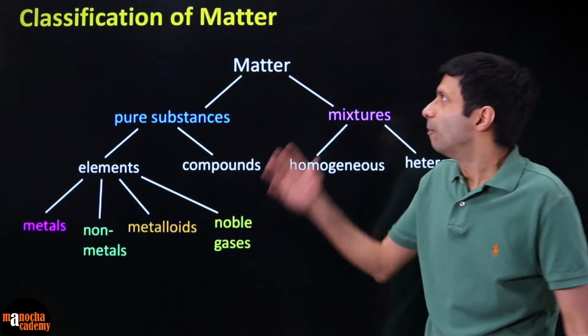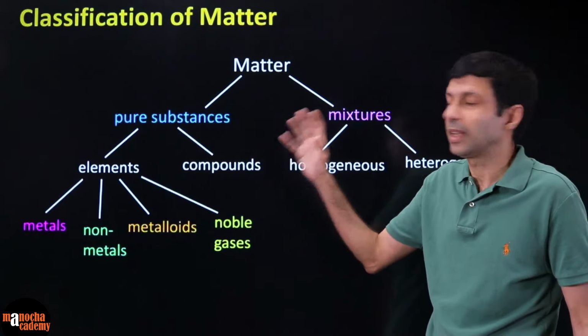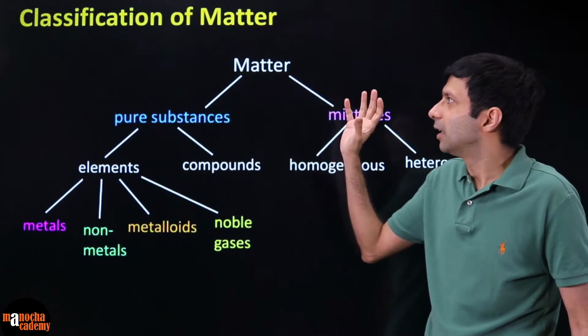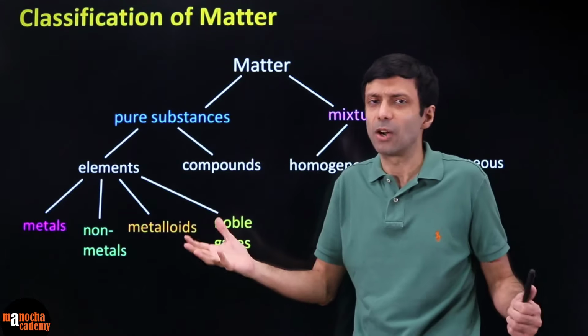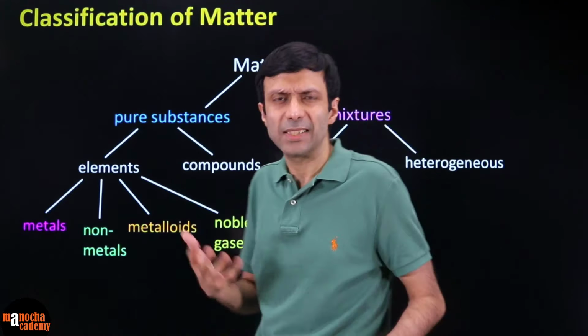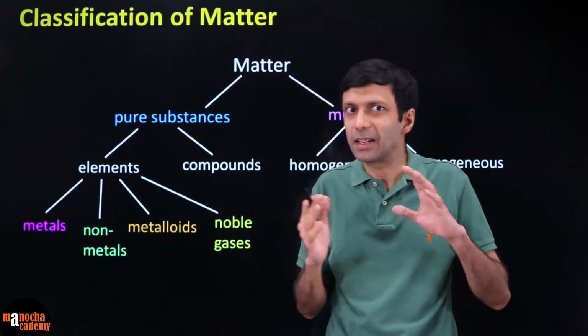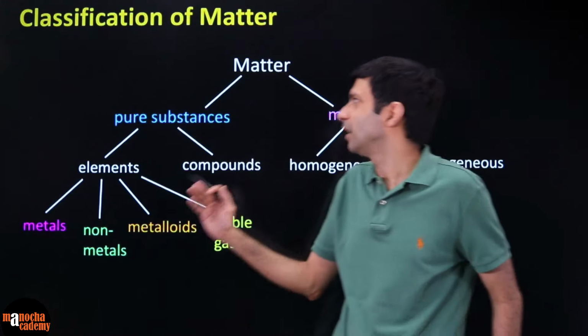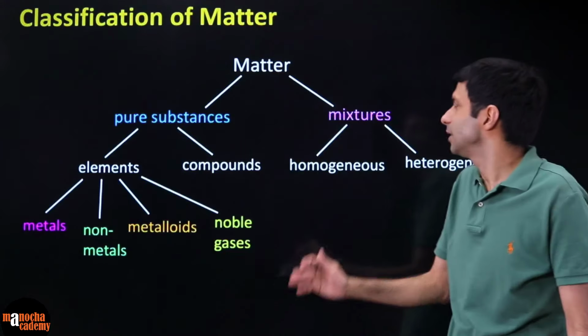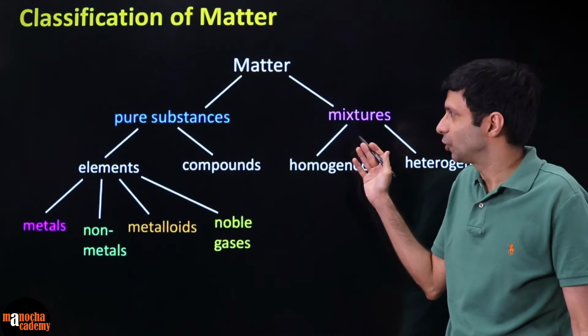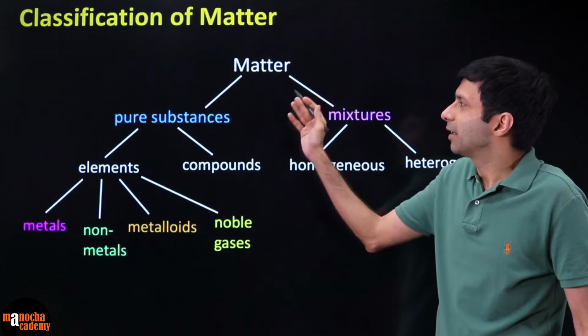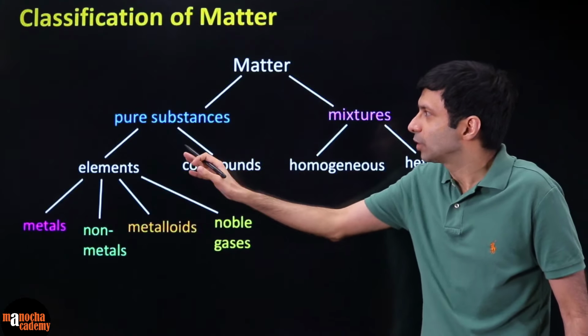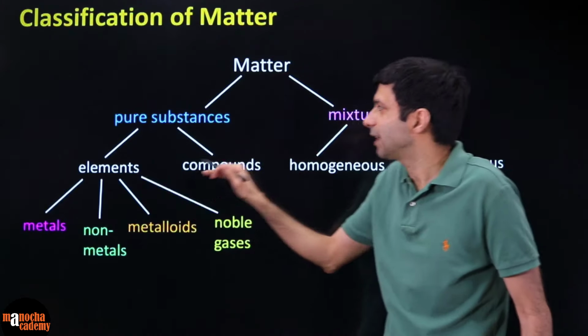So matter can be divided, right? We can classify matter because matter is everything around us. In chemistry, as scientists, we want to make classifications to make the study of matter easy. So we can divide matter into pure substances and mixtures, right? Matter can be subdivided into pure substances, which contain elements and compounds.